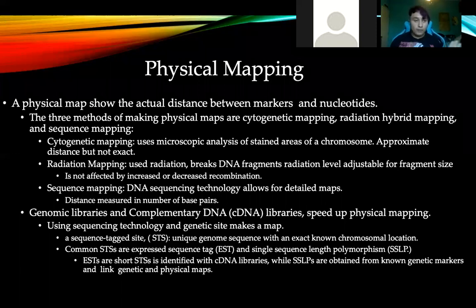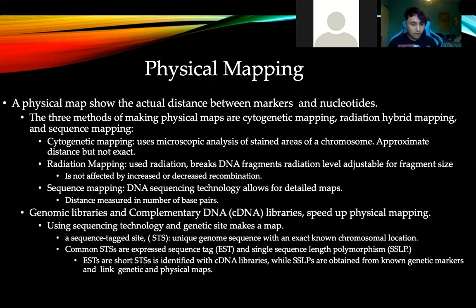Okay, next up, we've talked about genetic mapping. Now we need to talk about physical mapping. Physical mapping shows the actual distance between markers and nucleotides. The three methods of making physical maps are cytogenic mapping, radiation mapping, and sequence mapping. Cytogenic mapping uses microscopic analysis of the stained areas of a chromosome. However, it only gets approximations. The distance is not exact.